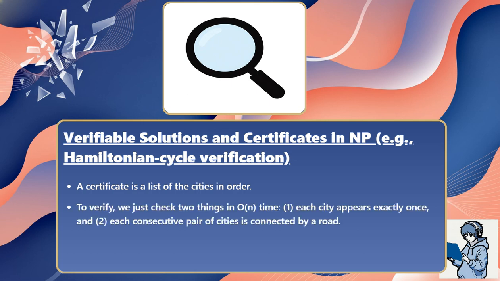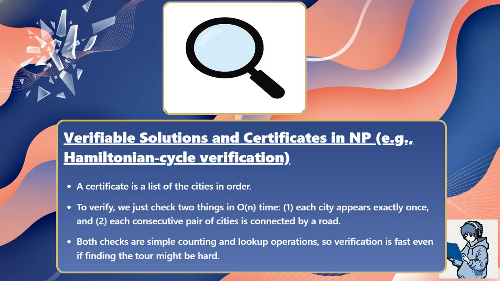To verify, we just check two things in O(n) time. 1. Each city appears exactly once, and 2. Each consecutive pair of cities is connected by a road. Both checks are simple counting and lookup operations, so verification is fast even if finding the tour might be hard.